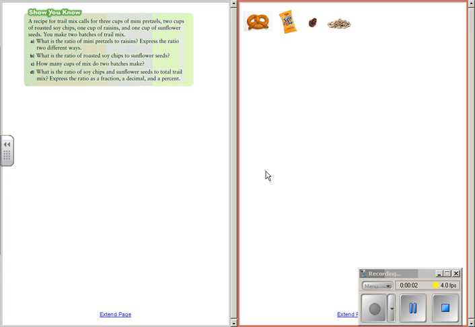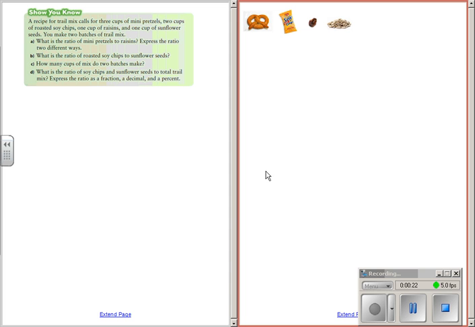Okay, this is the show you found on page 50, and this has to do with applying ratios. How do we apply them? Well, here's a context for a ratio. It says a recipe for trail mix calls for 3 cups of mini pretzels, 2 cups of roasted soy chips, 1 cup of raisins, and 1 cup of sunflower seeds. You make 2 batches of trail mix.